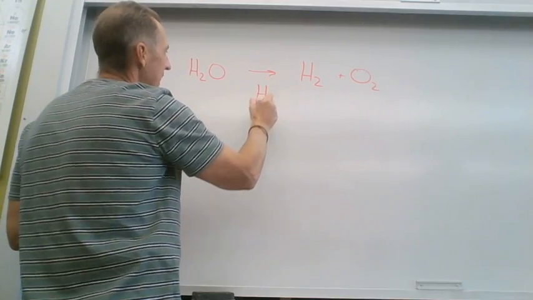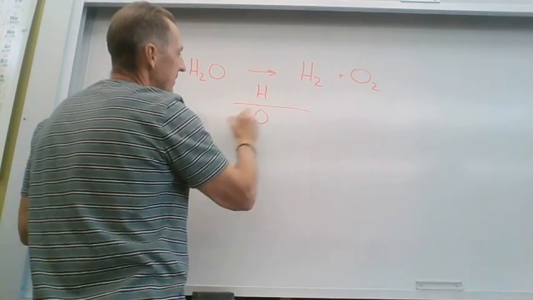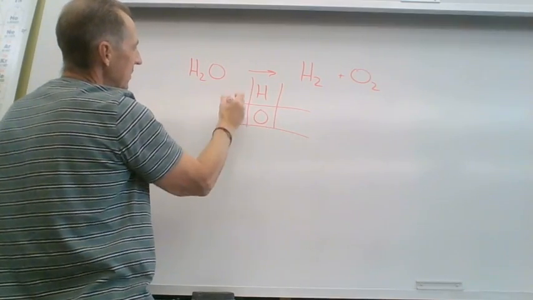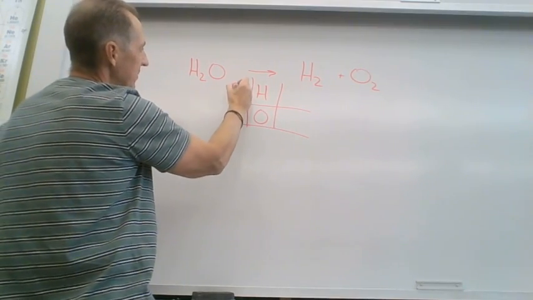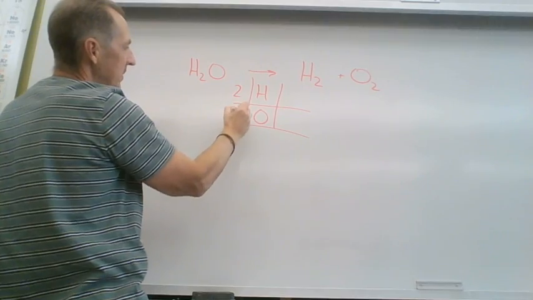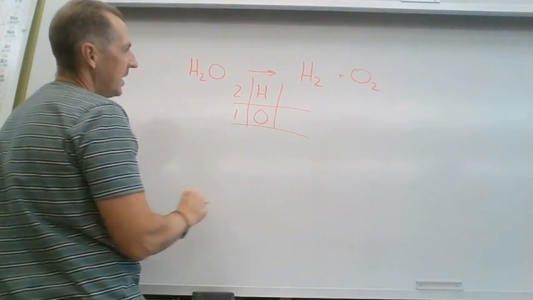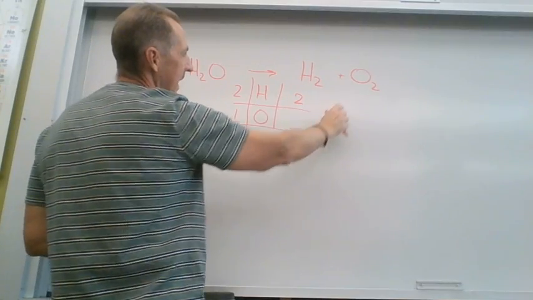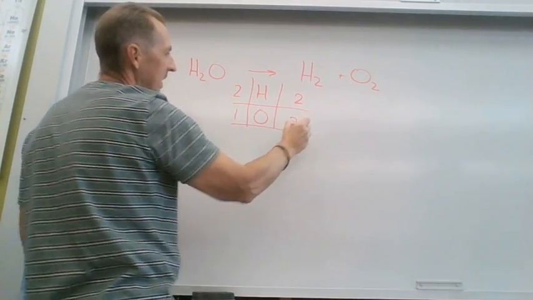So we would start by saying we have hydrogen and oxygen we're trying to balance. On this side of our arrow, we have a subscript of 2, so we have 2 hydrogen in this water molecule and 1 oxygen atom. On this side, this diatomic hydrogen has 2 hydrogen atoms. This oxygen has 2 oxygen atoms.